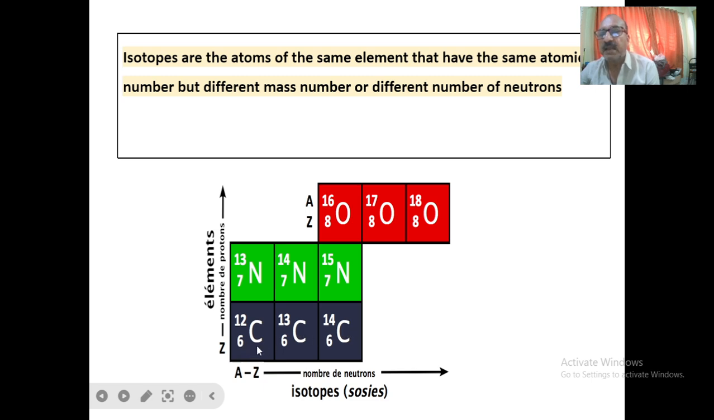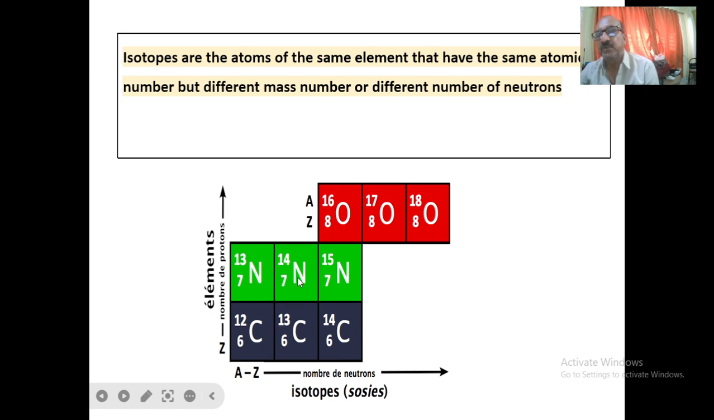All the atoms have the same atomic number, which is 6. That means they all have 6 protons. But the number of neutrons is different. This atom has 6 neutrons. This atom has 13 minus 6, that is 7 neutrons. This has 14 minus 6, that is 8 neutrons. But neutrons really do not play an important role in chemical reactions. So it is the atomic number, this 6, which actually matters. So these atoms have the same atomic number but different masses, and these are isotopes.